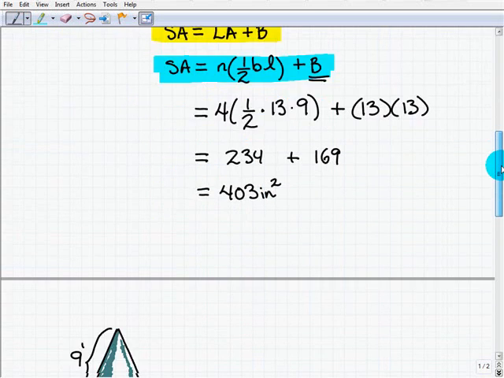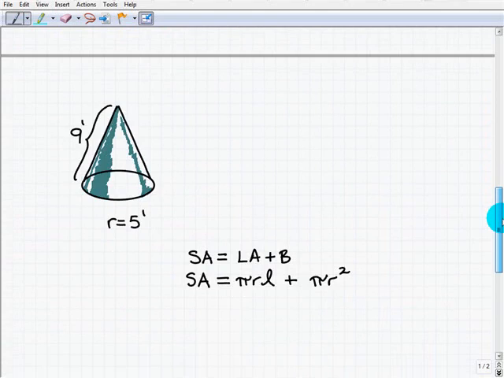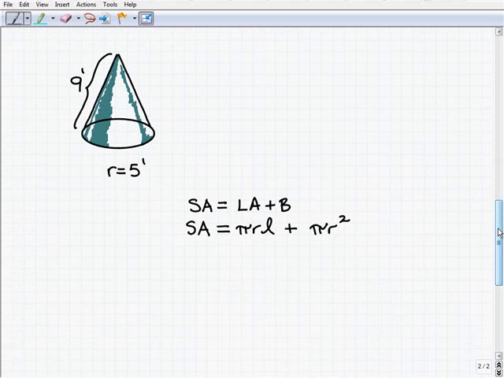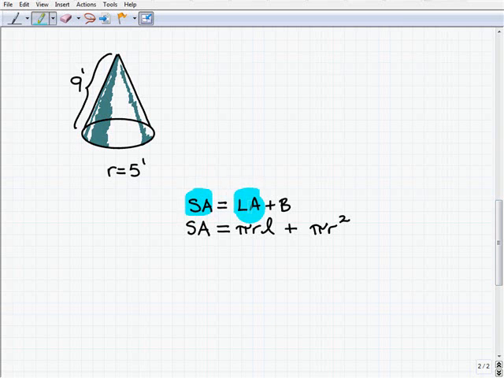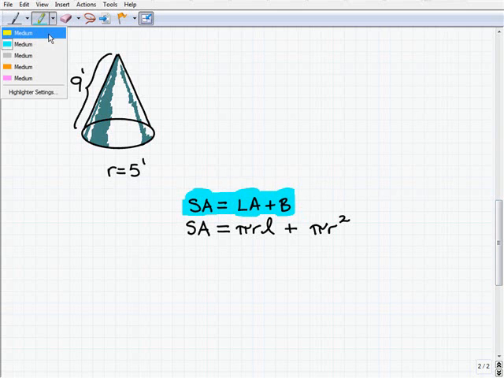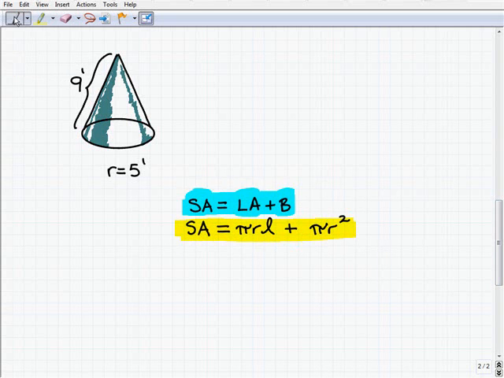Now, let's move on to our next problem. This is a cone, so we want to find the surface area of the cone, and we have a nice general formula. It states that the surface area is equal to the lateral area plus the base of the cone. That's pretty obvious, but we need something more specific to actually find this surface area. So we're going to have to use a specific version, which is the following.